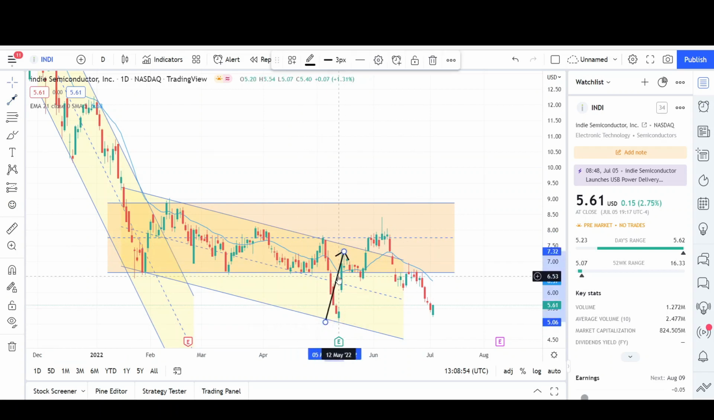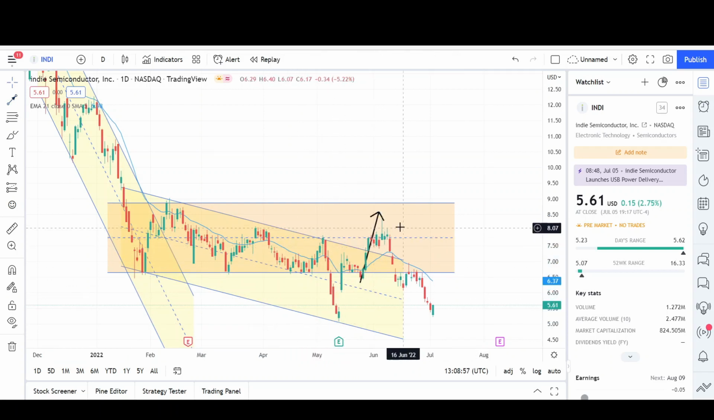So you can see that we had two legs up right here. This is the first leg up. This is the second leg up. Wasn't exact, very close though. And then the market made two legs down. So this is the first leg down, and this is the second leg down. So the target for INDI is still a little bit lower.